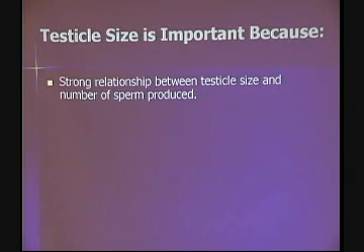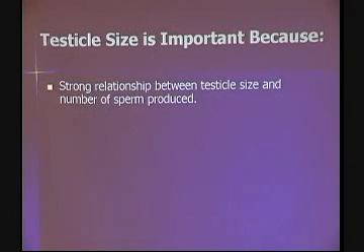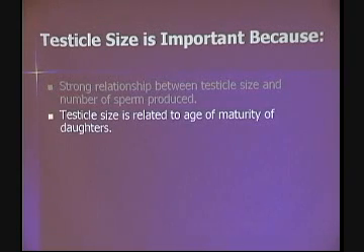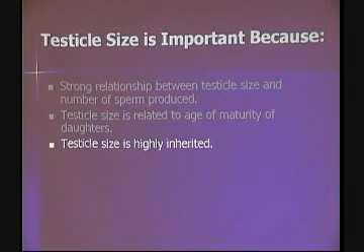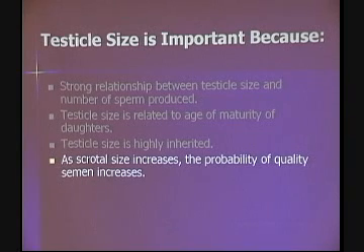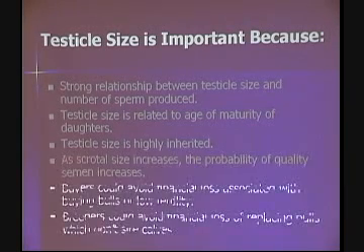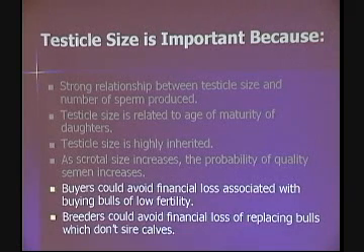We all know to look for testicular size when we're selecting bulls, but sometimes we tend to forget all the things that testicular size can affect. There is a strong relationship between testicle size and the number of sperm that bull will produce. The testicle size is related to the age of maturity of his daughters. It's highly heritable. As scrotal size increases, the probability of quality semen increases. So you not only get more semen, the quality of that semen increases. And both buyers and breeders can avoid financial loss associated with low fertility bulls by selecting for testicular size.